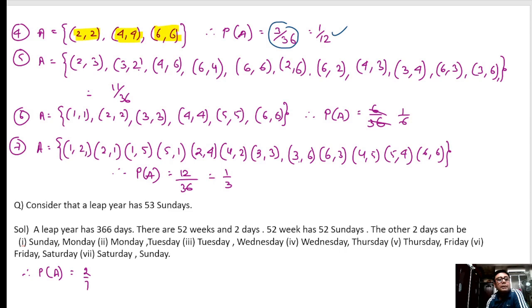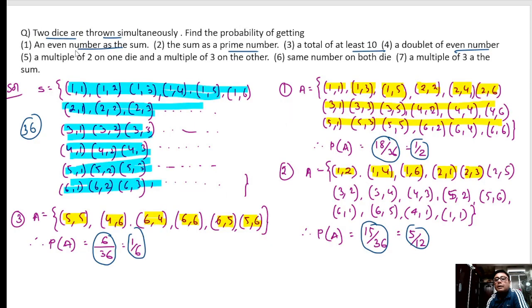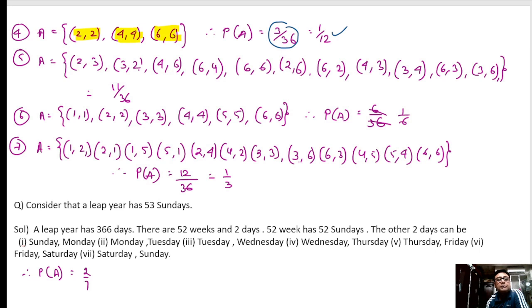Next, they are asking you a multiple of 2 on one die and a multiple of 3 on the other. That means the first number should be a multiple of 2 and the second number should be a multiple of 3. So let's see how many options are there. First one multiple of 2, second one multiple of 3. So these can be the options.